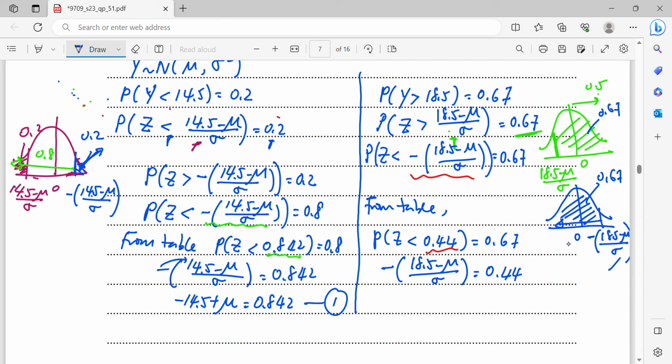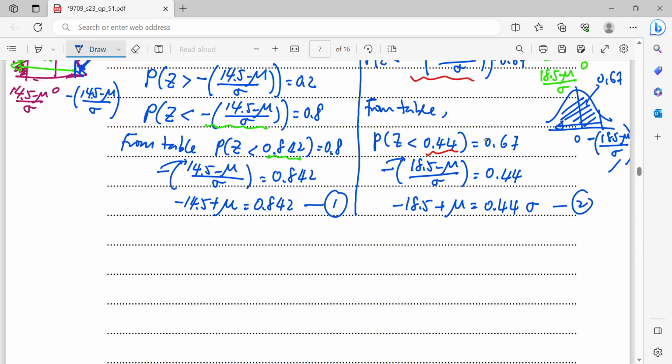Same concept as just now, times the minus into the numerator. So I will get negative 18.5 plus mu, and then the sigma will be moved to the other side, equals to 0.44 sigma. This is my second equation. So now, to solve for mu and sigma, I just need to solve the first and second equations. When you check the left hand side of both equations, both are plus mu. Then I can just use the first equation minus the second equation.